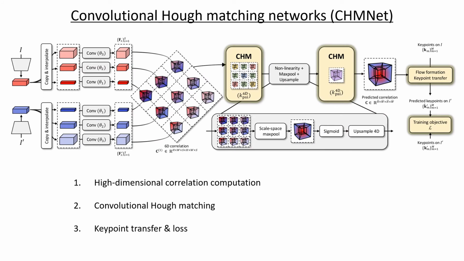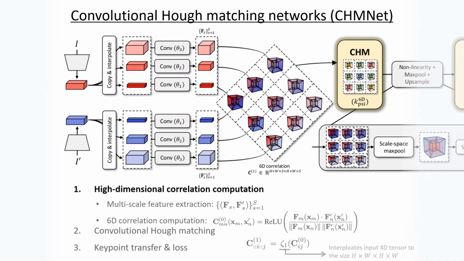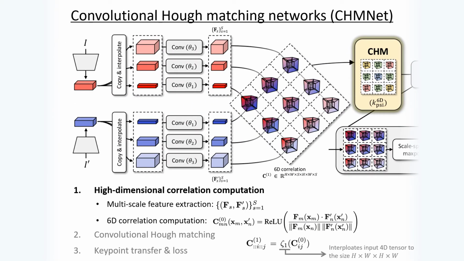With the CHM as a learnable layer, we introduce convolutional Hough matching networks, which consist of three main parts. We first construct multi-scale features by applying 3x3 convolutions on resized image features, and build a high-dimensional correlation tensor using cosine similarity.